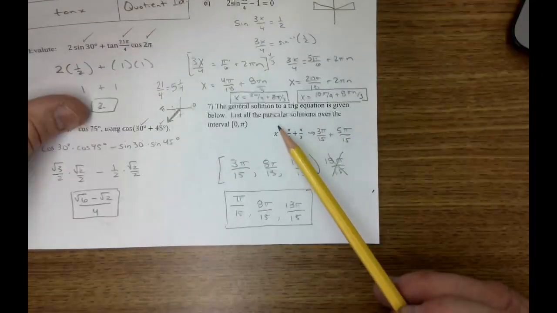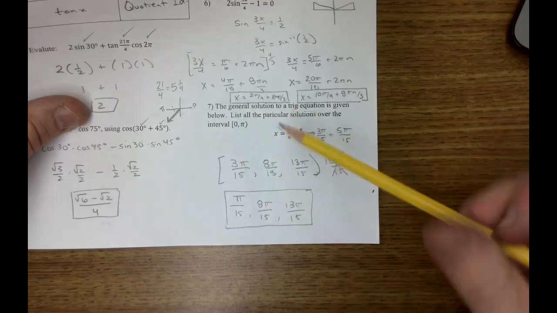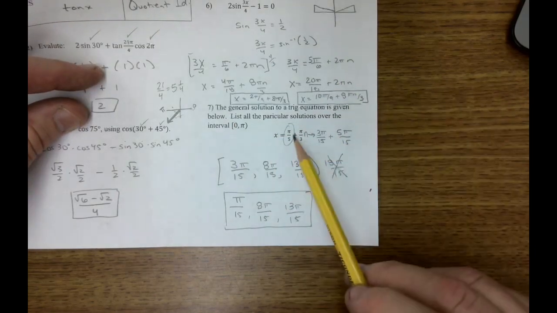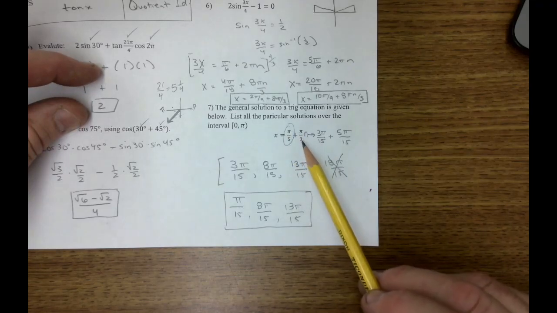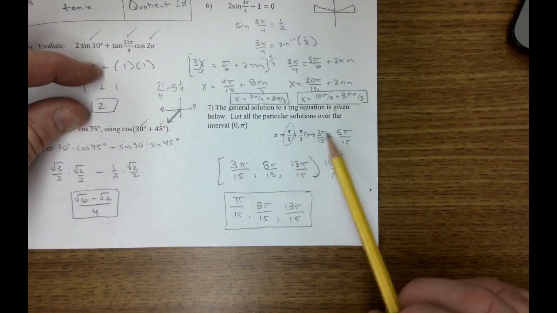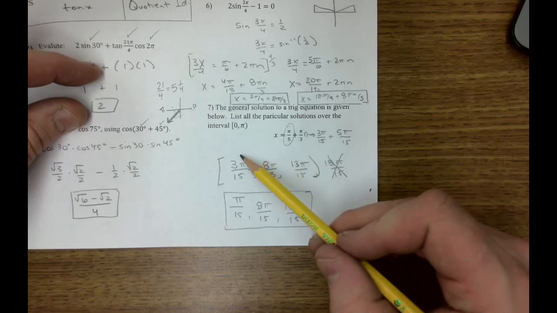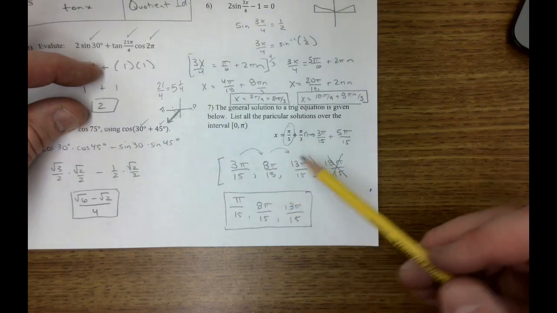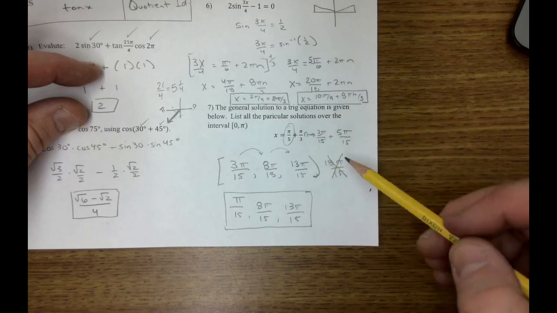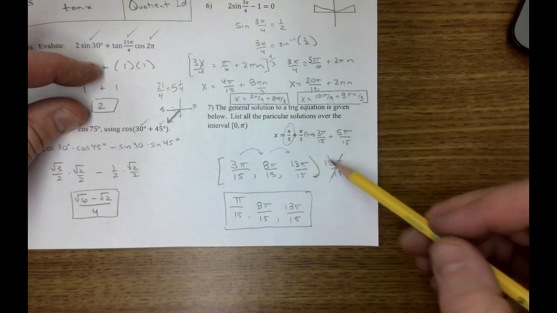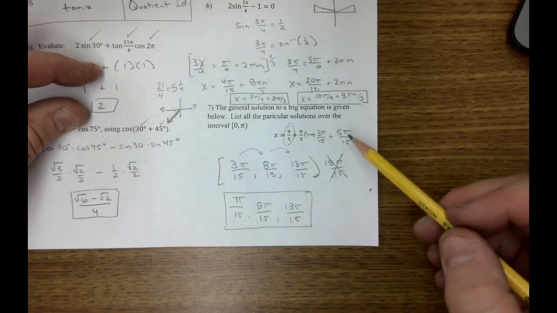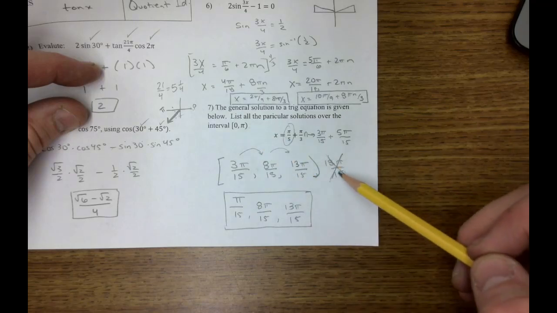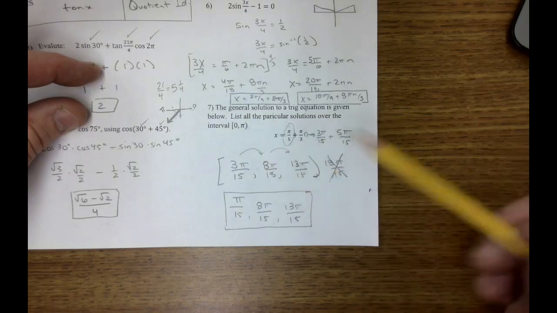General solution. Listing solutions. We're going to start here and add on. This should say an n right there. I'm going to add on this a number of times. All right, I got to common denominators, then just look what I did. I just go from 3/15 to 8/15 to 13/15 to 18/15, and I'm going to eliminate this one because it's outside my interval of just pi. 18 divided by 15 is more than 1 pi.